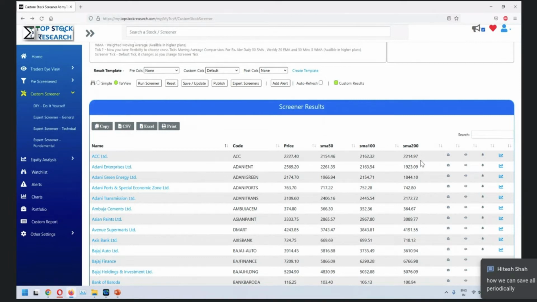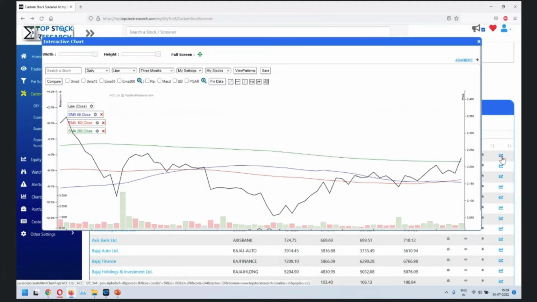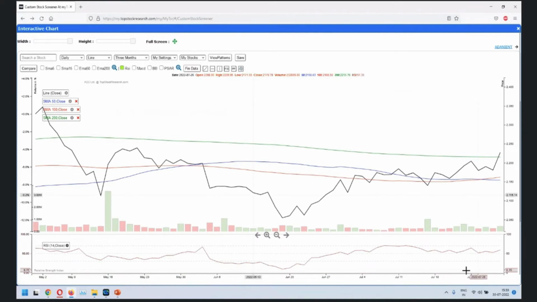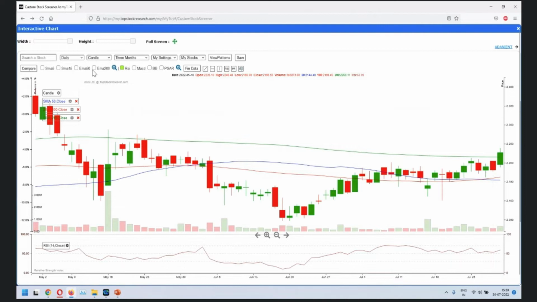That's number one. Number two is that you can just go into the charts and all three moving averages will be plotted together. If you feel there are certain things you want to add, that's the first filter. The second thing is, let's say you are looking at relative strength. Since we are talking about RSI, we'll go here to RSI, so you can draw further things on this. You want to change it to candlestick, you change it to candlestick. So these many options are here.